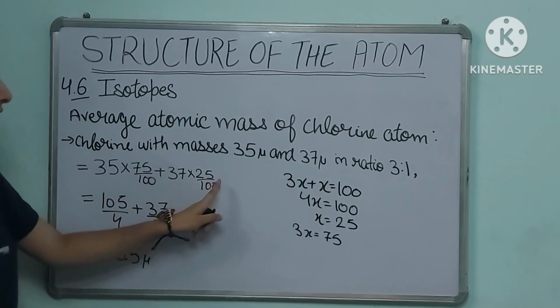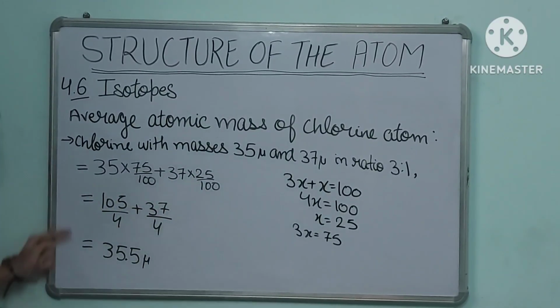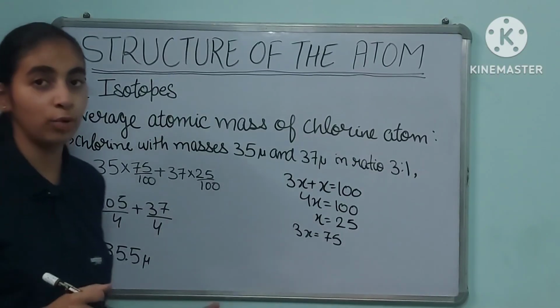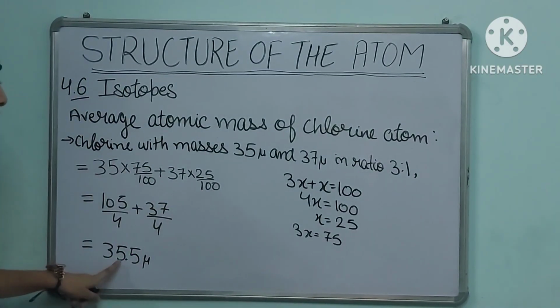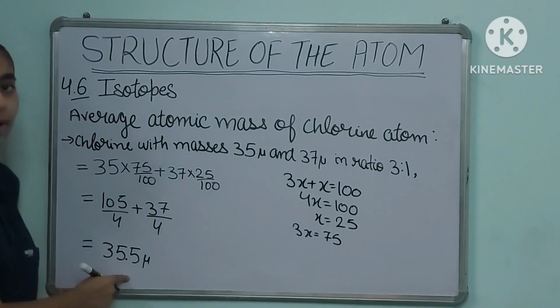Similarly, 37 into 25 upon 100. So by calculating, you will get 35.5 mu. So this is the average atomic mass of the chlorine atom. So that is 35.5 mu.